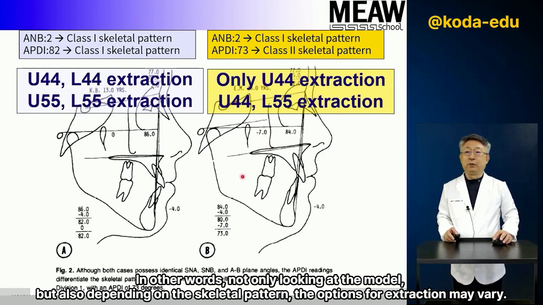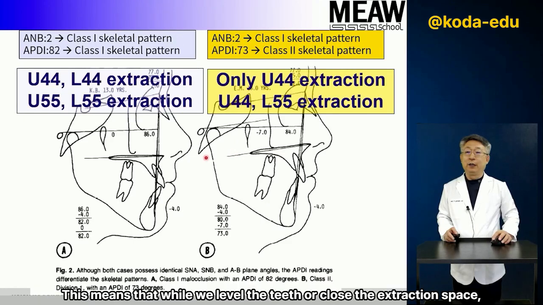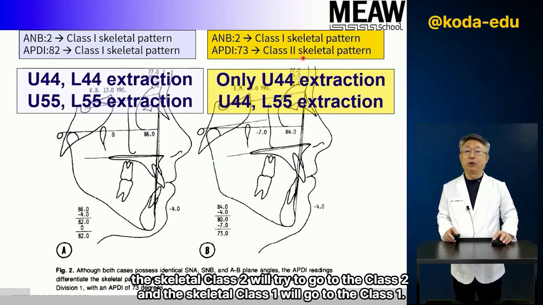In other words, not only looking at the model, but also depending on the skeletal pattern, the options for extraction may vary. This means that while we level the teeth or close the extraction space, the skeletal class 2 will try to go to the class 2 and the skeletal class 1 will go to the class 1.